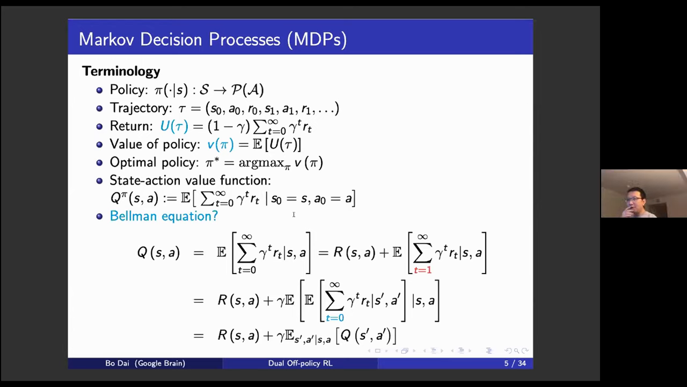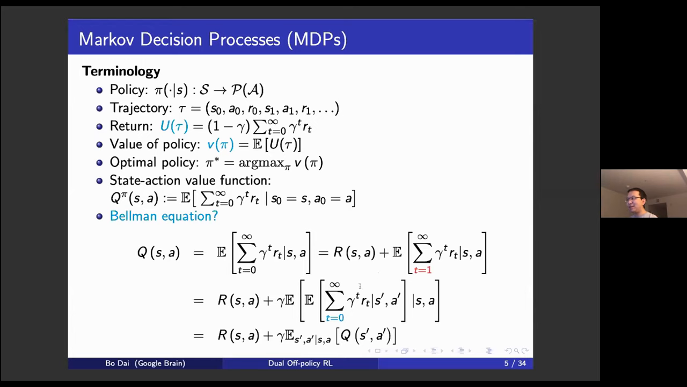Okay, then let's go to the famous recursion equation called the Bellman equation. That is saying you can characterize this Q pi by a recursion. The recursion is actually very, very simple. By the definition, Q of S, A could be written as this expectation. And we extract the first term, let's say t equals zero, so it becomes R of S, A. And we keep the rest still in the expectation.